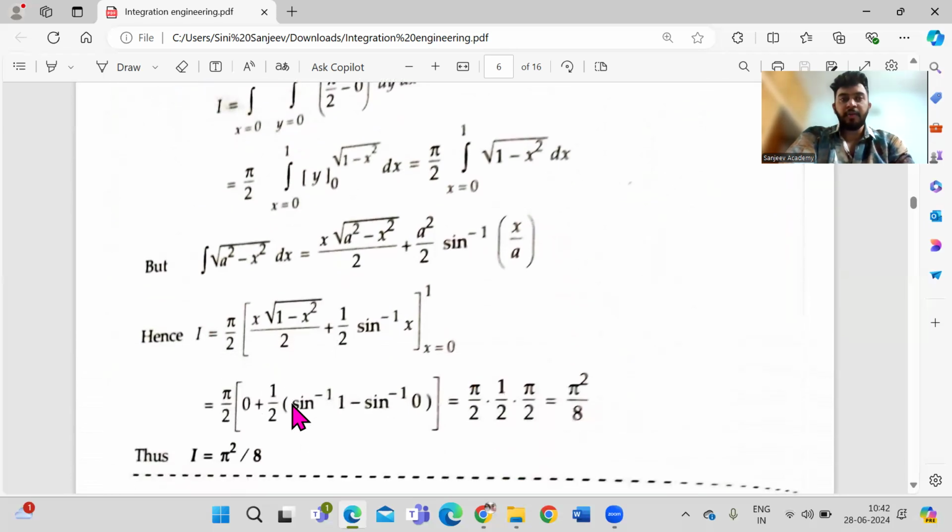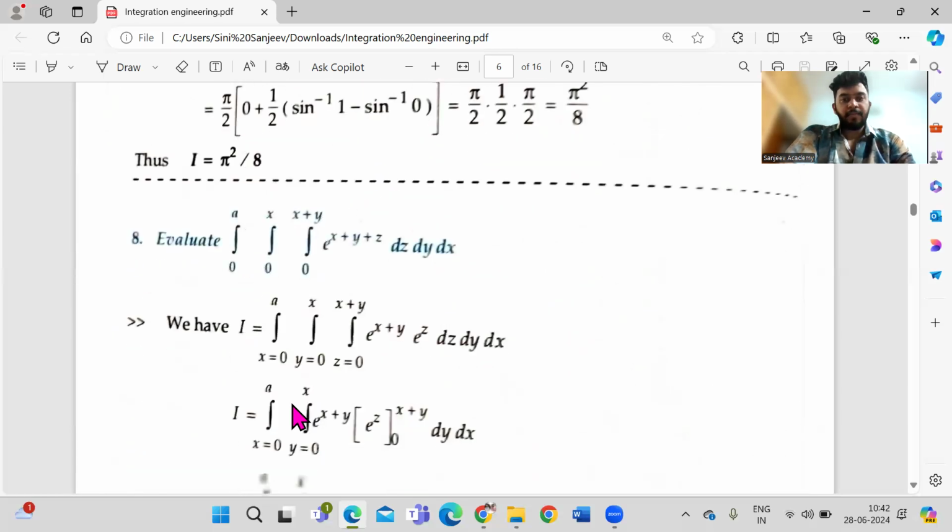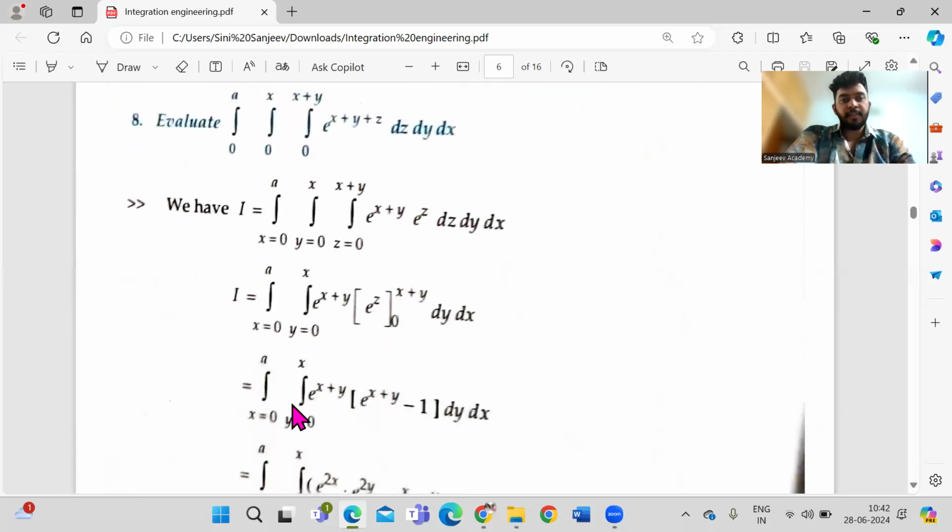So only do it if you are thorough with the above questions and if you're able to do those things fast, or else kindly leave this question because it might not be asked for the engineering entrance examination. And one question that is repeatedly asked is this type of question.